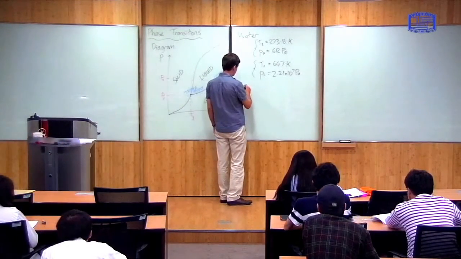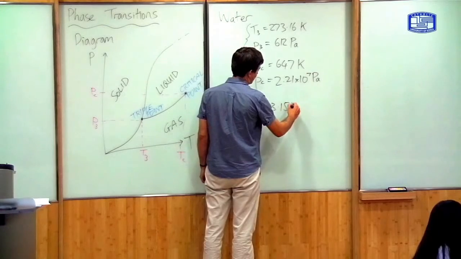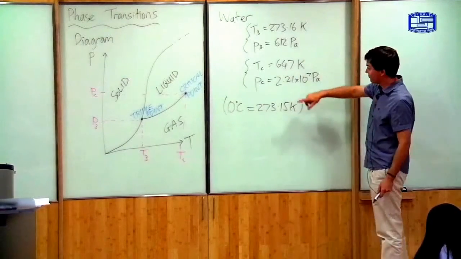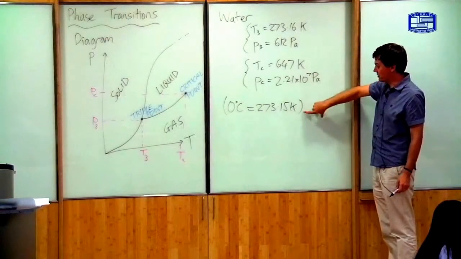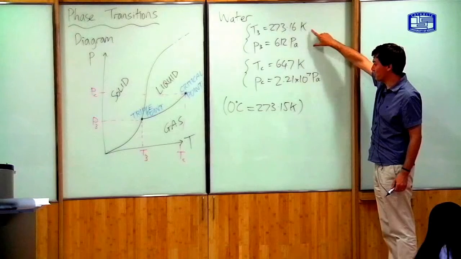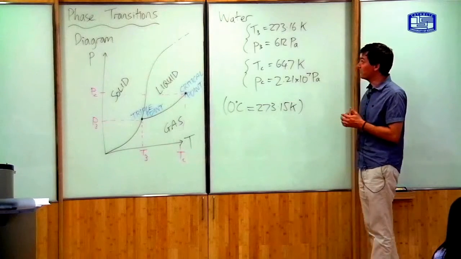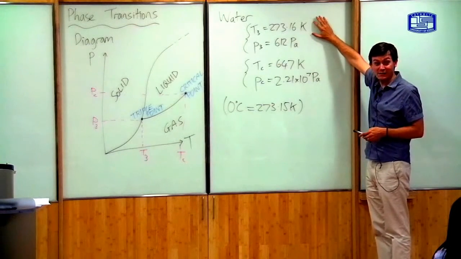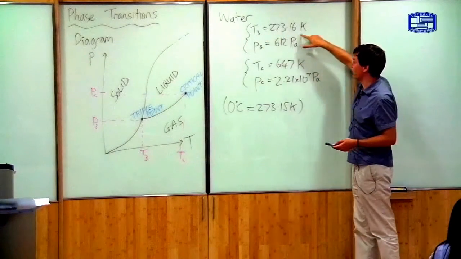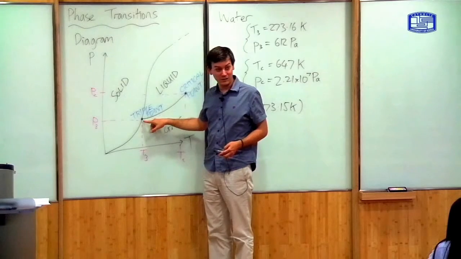Okay, so if you remember that 0 degrees C corresponds to a temperature of 273.15 Kelvin, that's what I told you last time, you can see that the triple point temperature is very close to the freezing point at room pressures. And in fact, in the case of water, this triple point temperature is defined. The Kelvin and the Celsius scales now are defined in terms of this value of the triple point of water, because it's experimentally possible to measure it very accurately.